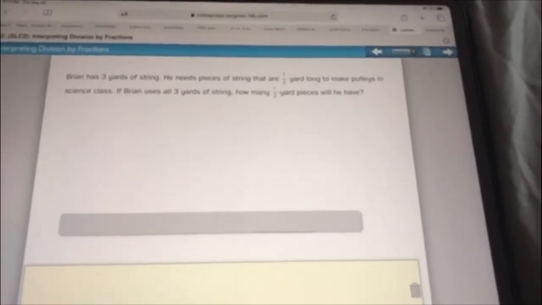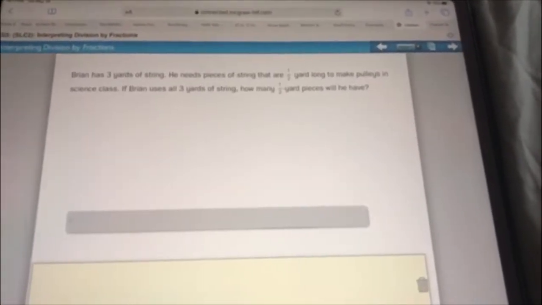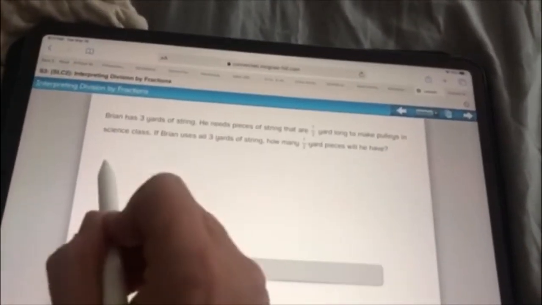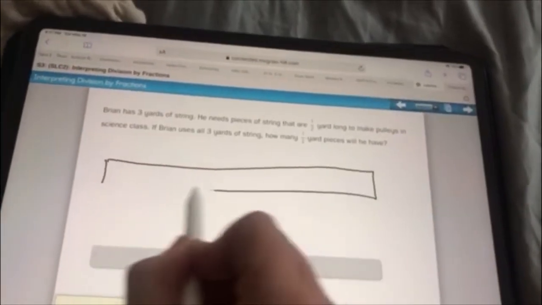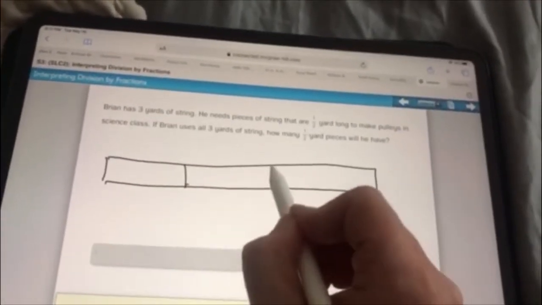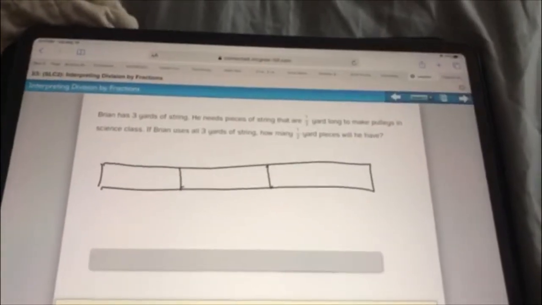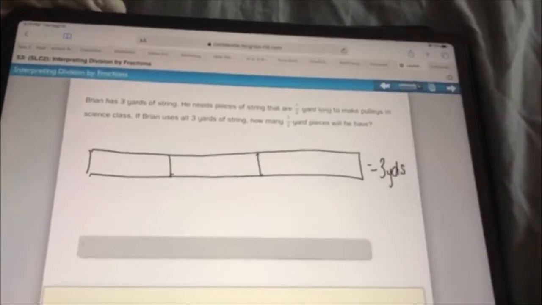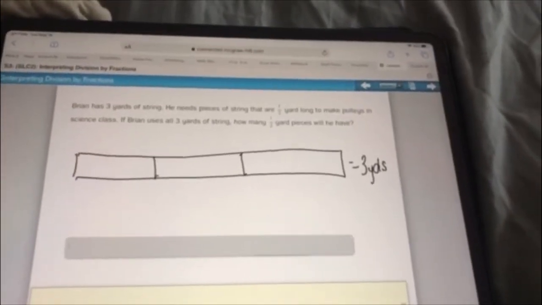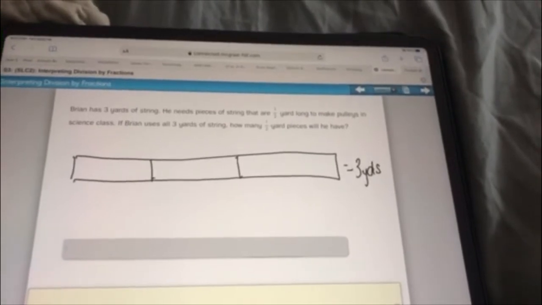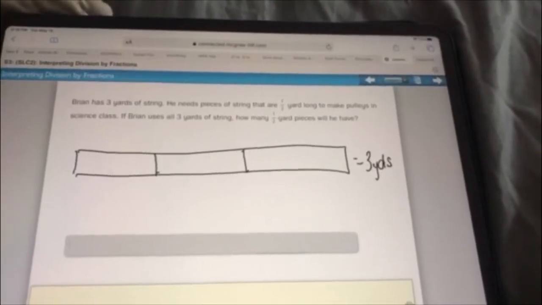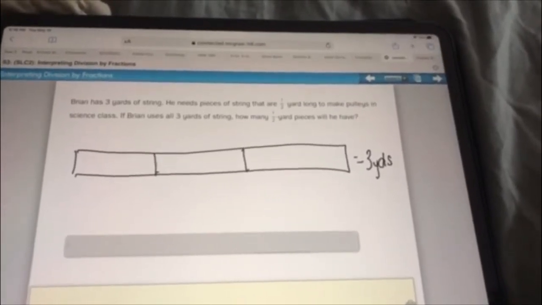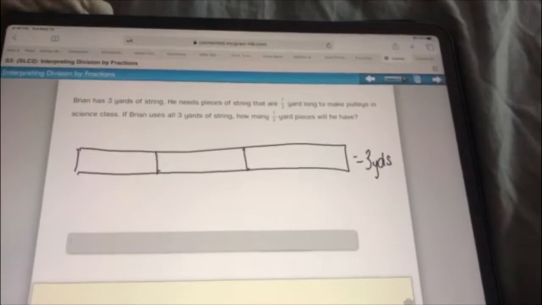We have Brian, and he has 3 yards of string. So I'm going to draw a picture of Brian's 3 yards of string. Here's a yard, here's a yard, here's a yard. So this piece of string equals 3 yards. He needs pieces of string that are half of a yard long to make pulleys in science class. If Brian uses all 3 yards of string, how many half-yard pieces will he have?